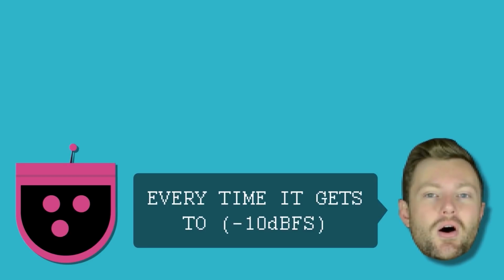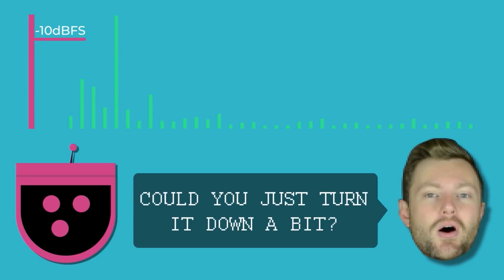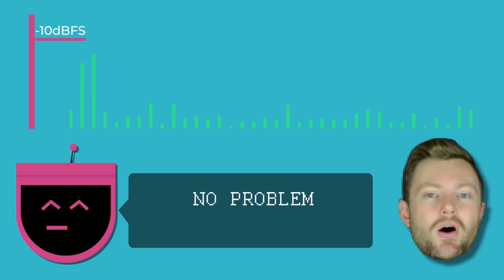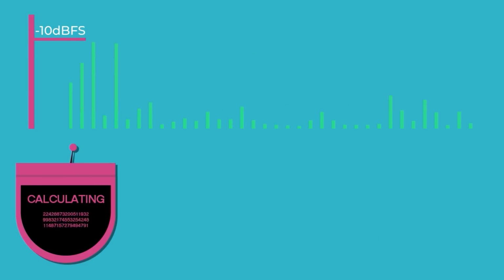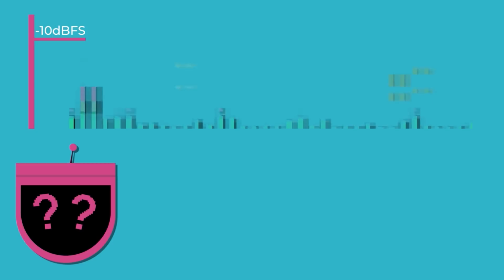So instead, we can get our friend Mixbot to help us out, and we could say, hey Mixbot, every time it gets to this certain volume, let's say -10 dBFS, could you just turn it down a bit? And he says, yeah, sure, no problem. So we play through the bass track. Every time it gets to -10 dBFS, Mixbot just turns it down to stop those loud notes from peaking and to get them more in line with the quiet notes.